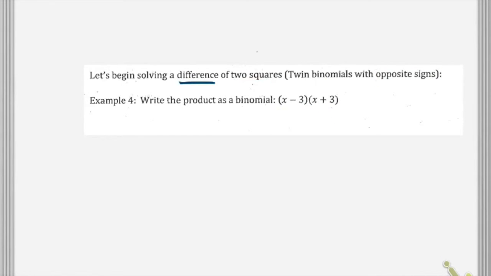All right, so let's get those things out of the way. And then we can write that as a binomial.